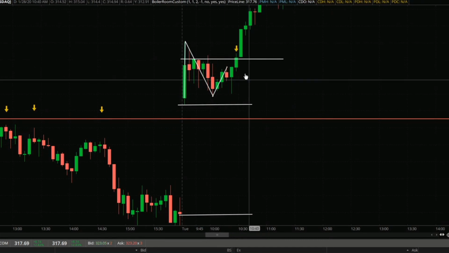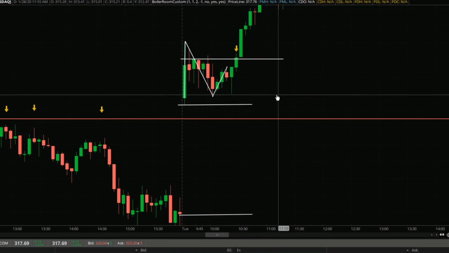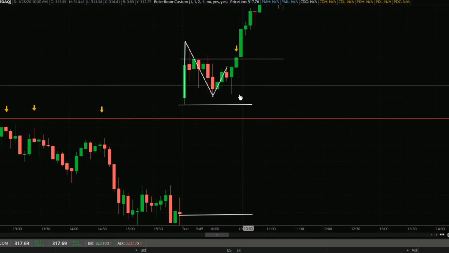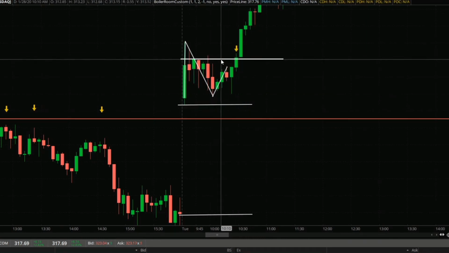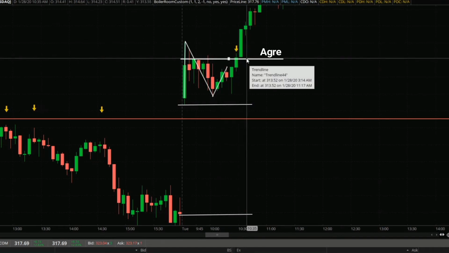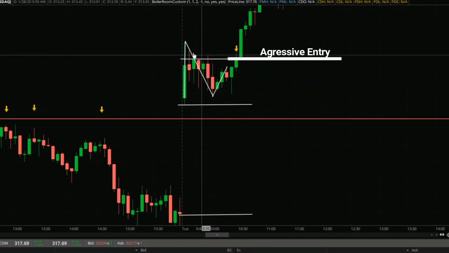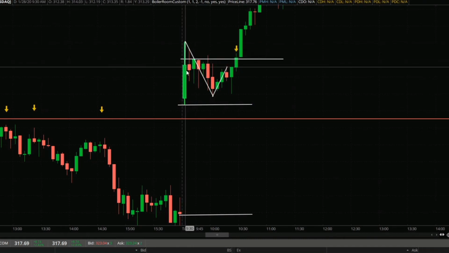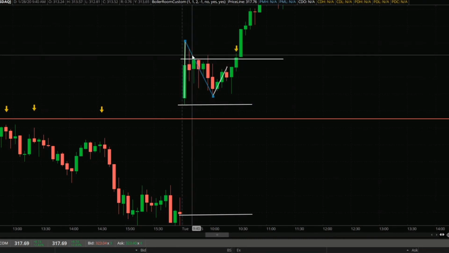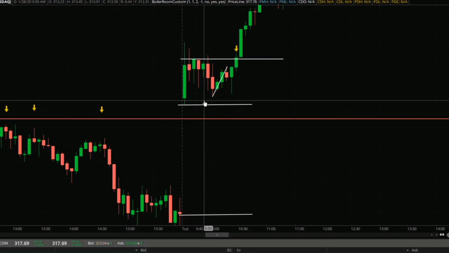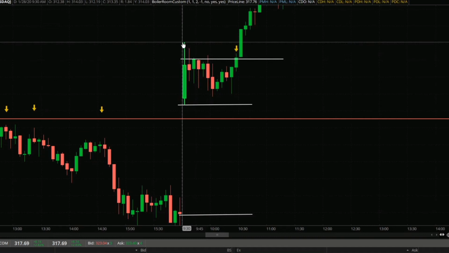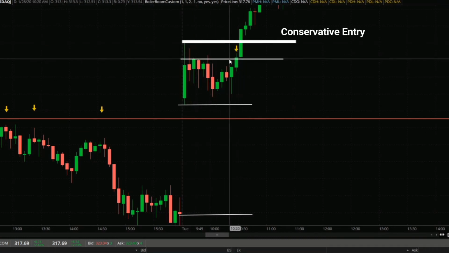So how do we take this? Well, let's do entry, stops, and targets, right? So your entry can be here. It's a little bit more of an aggressive entry because of this wick. This wick is a concern. If you're conservative, let me get rid of some of these lines. If you're a conservative trader, your entry would be above the high of this candle.